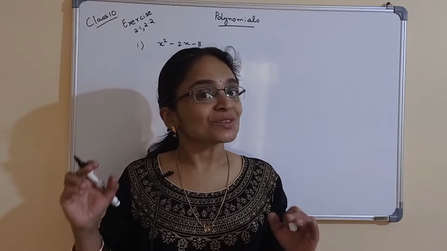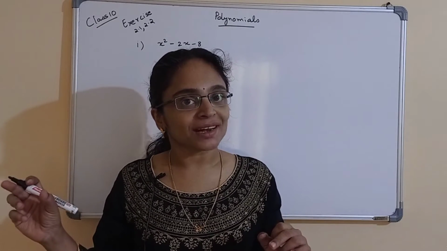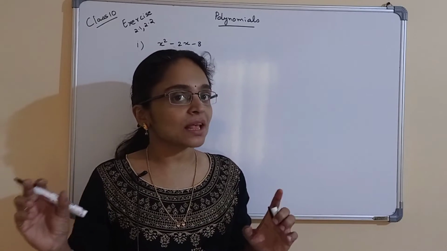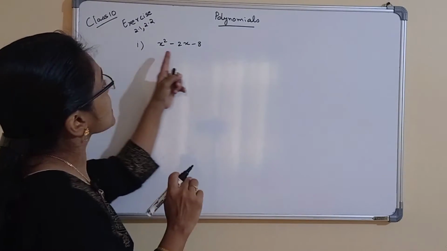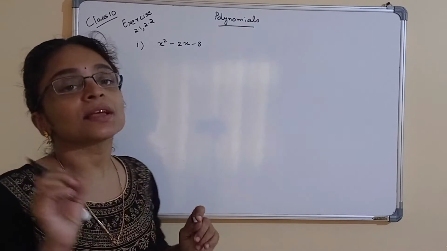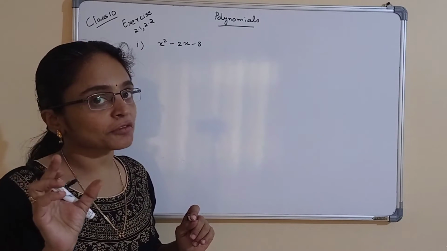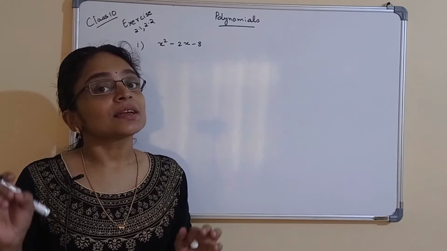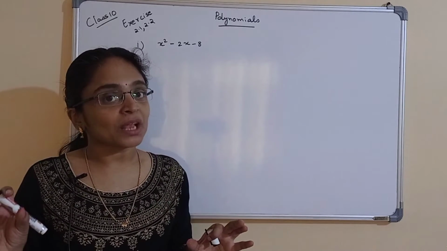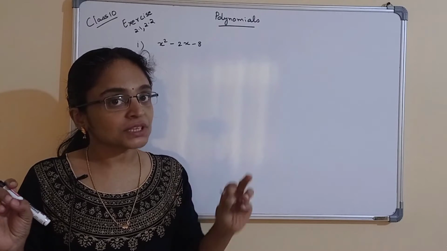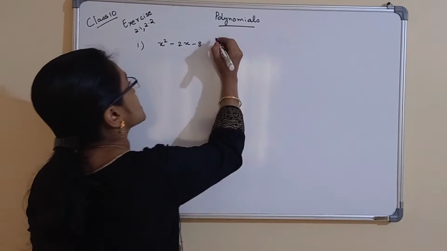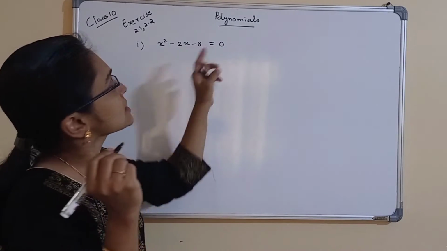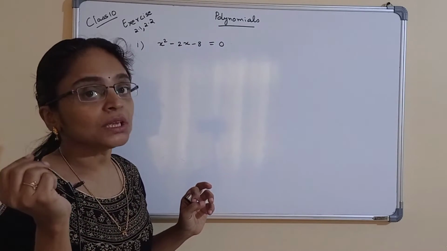Okay. The next question is: find the zeros of the following quadratic polynomials and verify the relationship between zeros and the coefficients. The first one is x square minus 2x minus 8. We have to find the zeros of this quadratic polynomial. We know that a zero of a polynomial is the value of x for which this polynomial is 0. So this is equal to 0. The value of x for which this is 0 is called the zero of the polynomial.